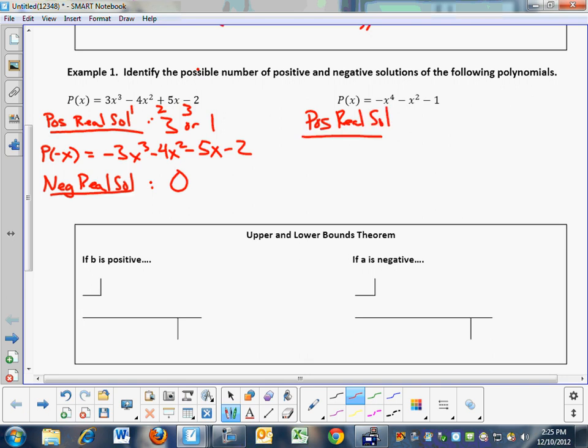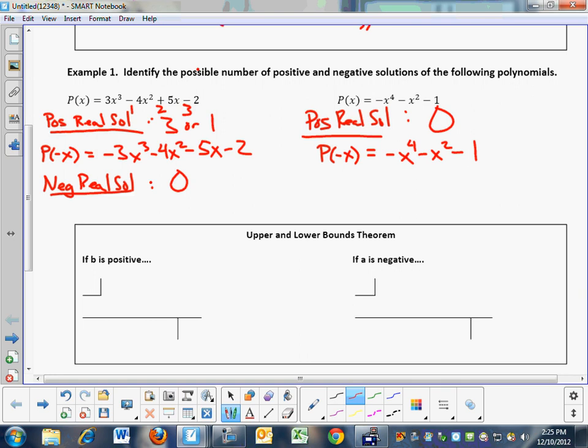How many sign changes do you see for that one? None. So how many positive real solutions are there? 0. If I want to find the number of negative real solutions, what do I do? Plug in negative x. And I get negative x to the 4th minus x squared minus 1. It stays exactly the same. How many sign changes are there?